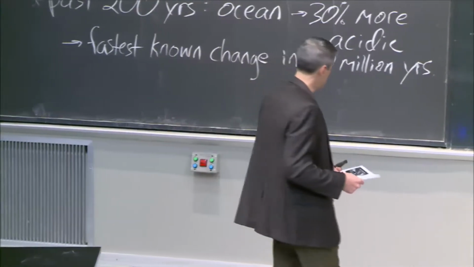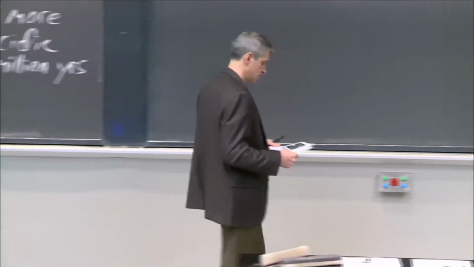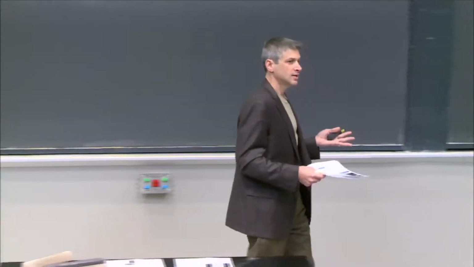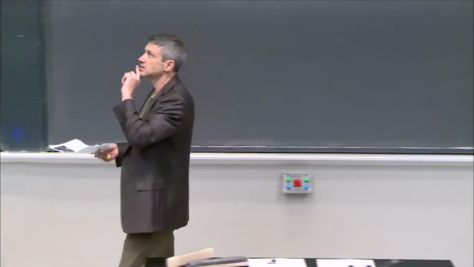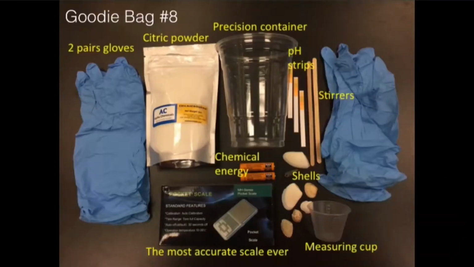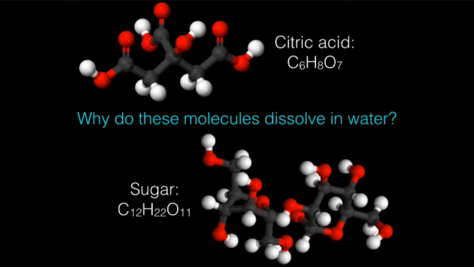That's why this matters. So we're dissolving stuff today. That's the topic. How do things dissolve? There's citric powder, that's citric acid, that's going to make water more acidic. And again, we're going to move into acids and bases next. Right now we're just talking about dissolution. And so here's citric acid. There it is.